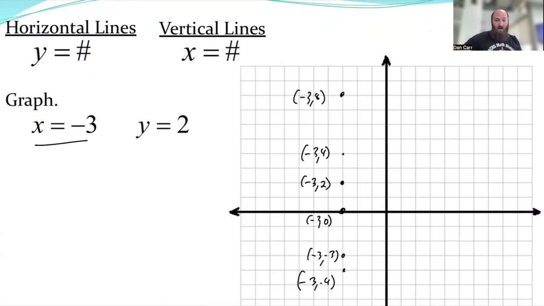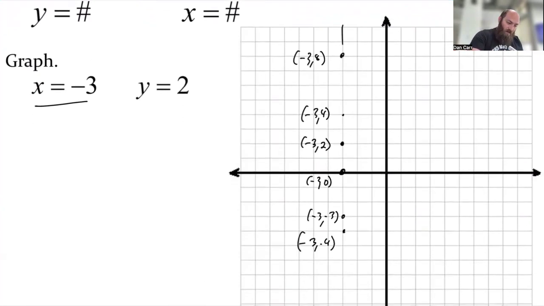Well, if I keep making those dots on that line like that, that's how I get to a vertical line. So my vertical lines are x equals a number. So it looks like that. So x equals -3.